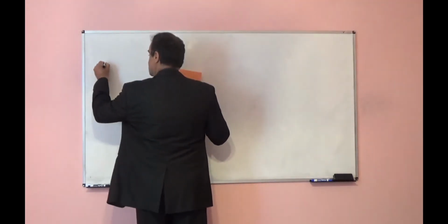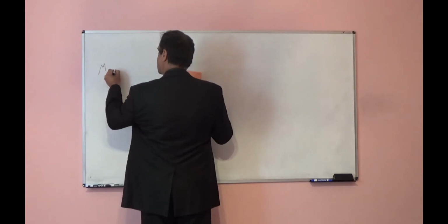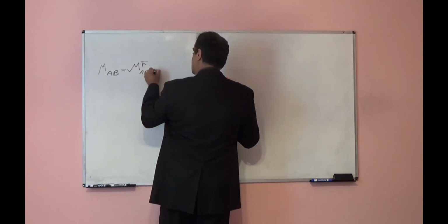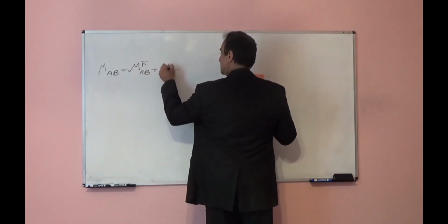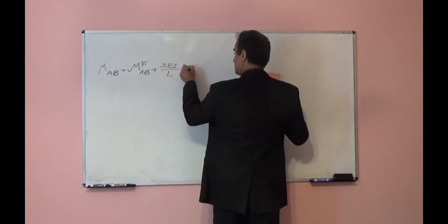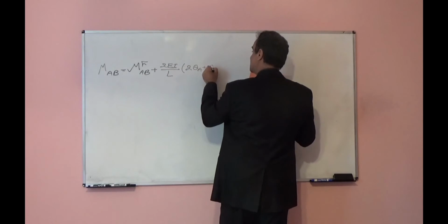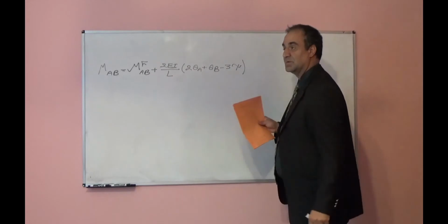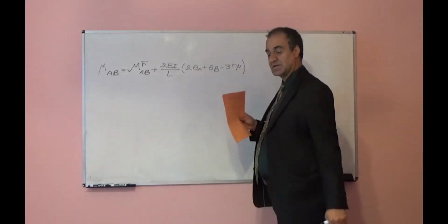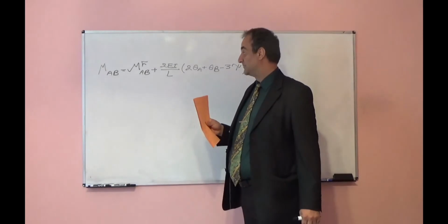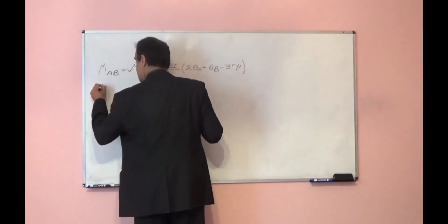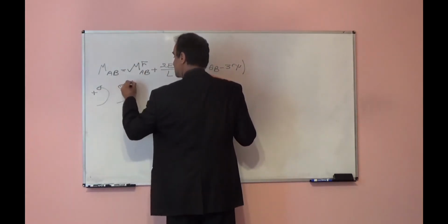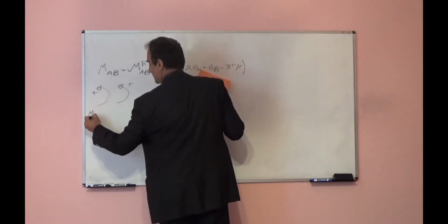The slope deflection equation I'm using, for example, is MAB equals M fix AB plus 2EI over L times (2 theta A plus theta B minus 3 psi). These are the rotations, and psi belongs to the settlement or lateral deflection. Here I assume counterclockwise moment is positive, so counterclockwise fixed end moment is positive as well.